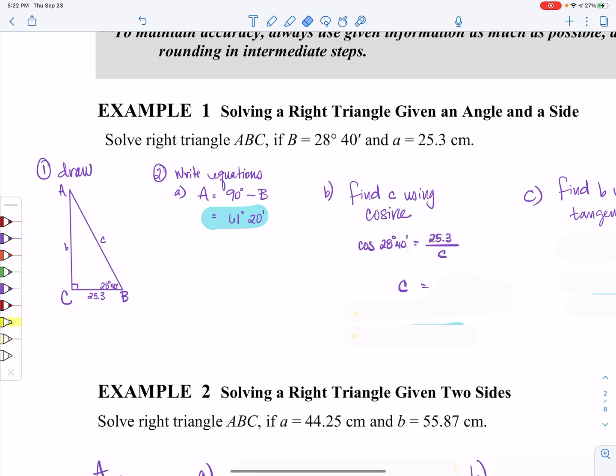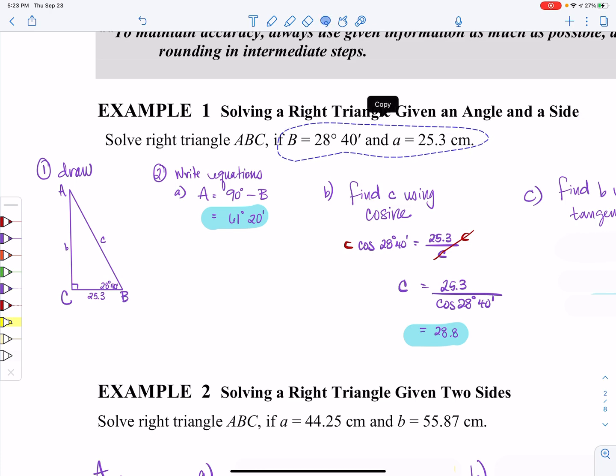So let's set up our cosine equation. We want to solve for c, so I'm going to multiply by c on both sides. When I do that, the c's cancel here. But then I also want to divide by the cosine on both sides. Then I'm going to throw that into my calculator, and I'll get 28.8. And you say, well, why did you round to just the nearest tenths place? Look at your significant digits. Everything in the original given question had 3 significant digits, so my answer is also going to have 3 significant digits.